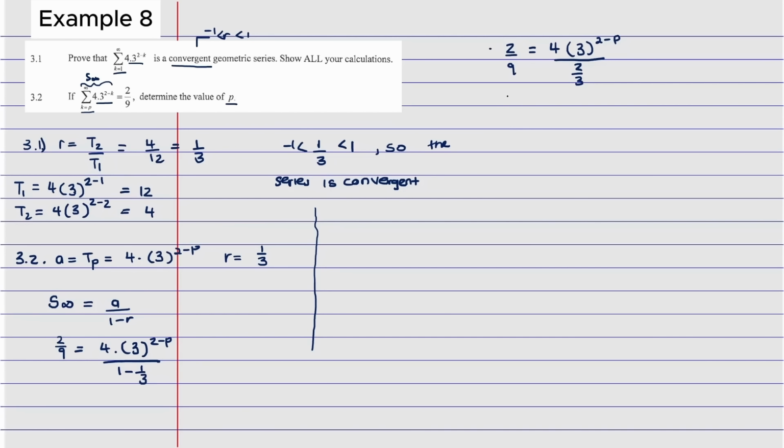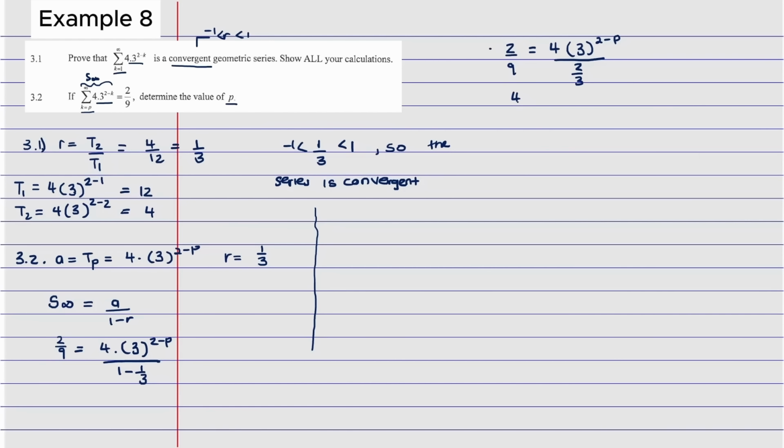So it's going to give you 4 over 27 is equal to 4 times, open bracket, 3 to the power 2 minus P. Divide both sides by 4. You're going to get 1 over 27 is equal to 3 to the power 2 minus P.